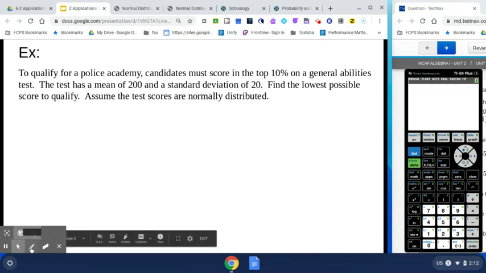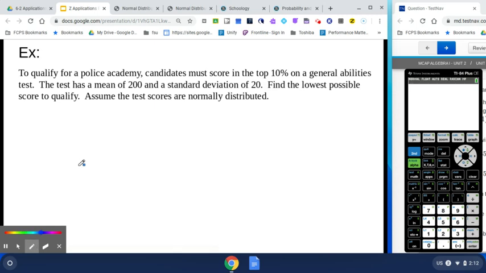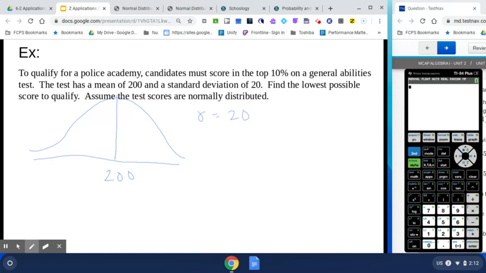Okay, so let's first take a look at what this distribution would look like drawn out. So we have a normal curve that is centered at 200 and has a standard deviation of 20. It tells us that we have to score in the top 10% in order to qualify for the police academy. So I want to think about where those scores would fall on this normal curve. To be in the top 10%, I would have to fall in that right tail region. This corresponds to a probability of 0.1 or 10%.